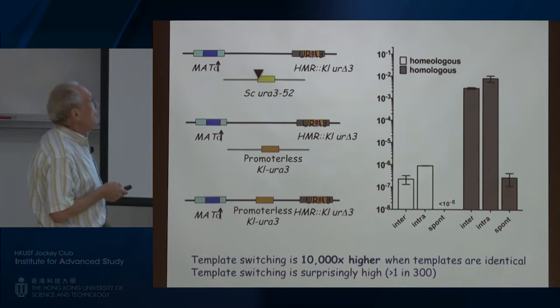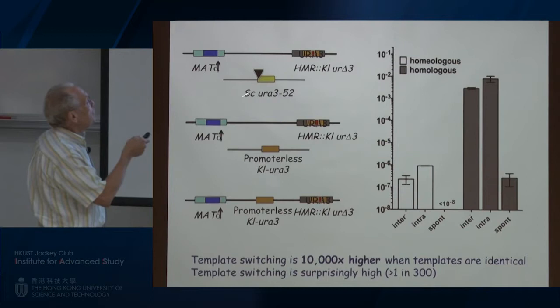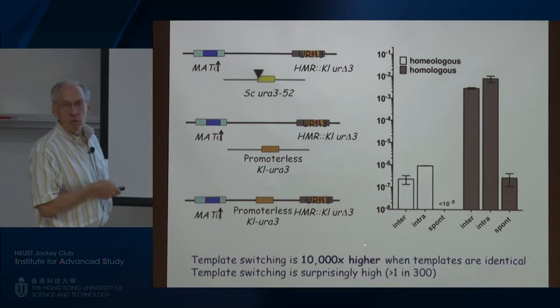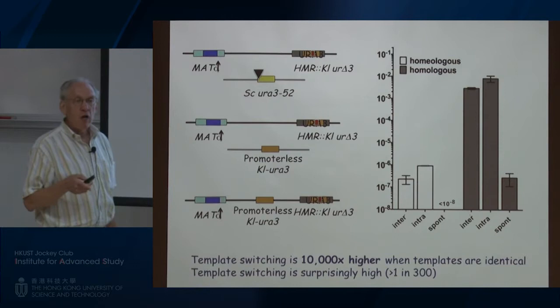And then the second thing that Olga did was this: everything we had done was with this 71% identical sequence. So the question was, if we now make these sequences identical, how much better will the jumping be? And the answer is 10,000 times better. Okay, now what does this mean? It means that roughly 1 in 300 repair events has done two jumps.